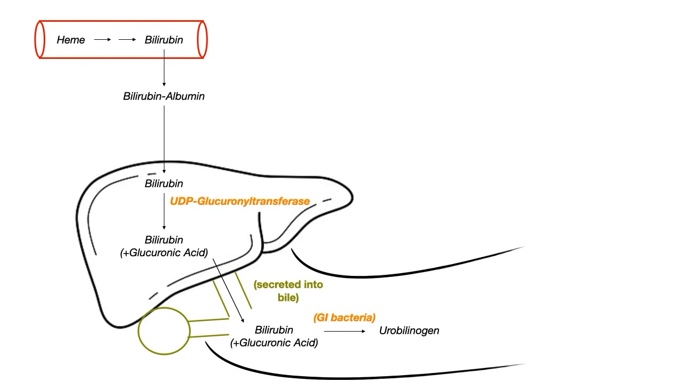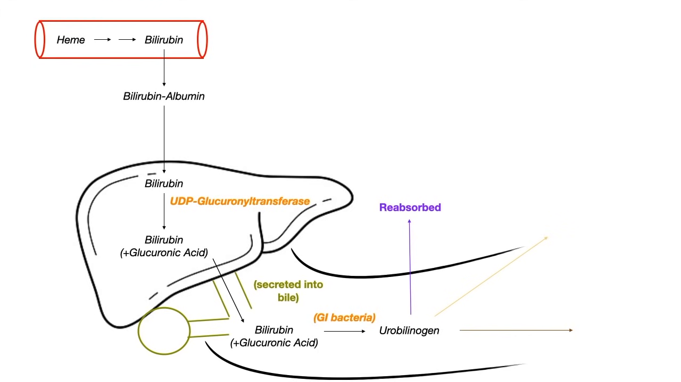Now, urobilinogen takes one of three different steps, okay? And I've shown the three different steps by having three different colored arrows here: the purple arrow, the yellowish arrow, and the brown arrow. The first option, shown in purple, is that urobilinogen can simply be reabsorbed, and then you can go through this cycle and just keep cycling bilirubin.